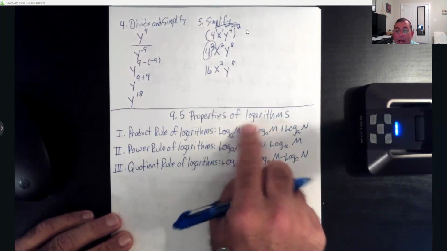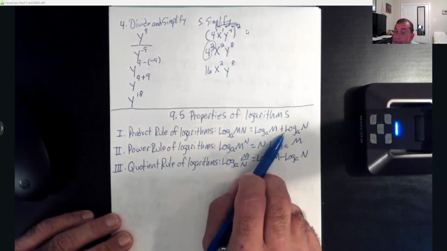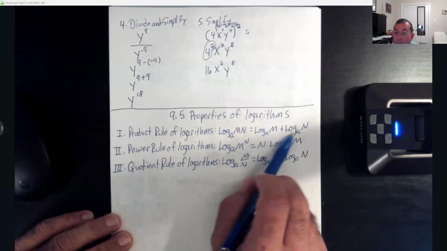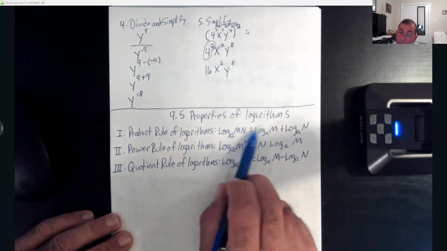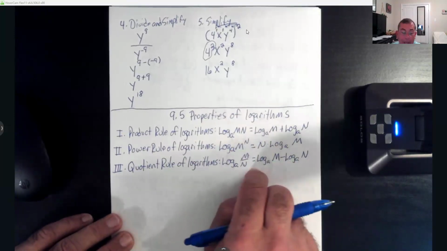Now you can go either way with these rules, okay? You can start out with a product, rewrite it as a sum. When we solve equations, we'll be starting out with the sum and add them and rewriting them as a product. So these go either way here, okay?